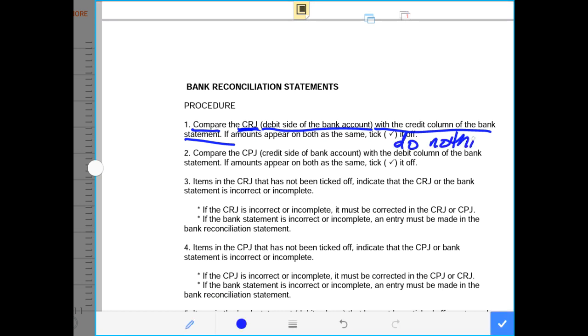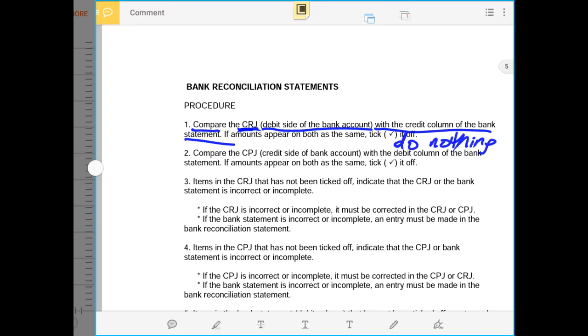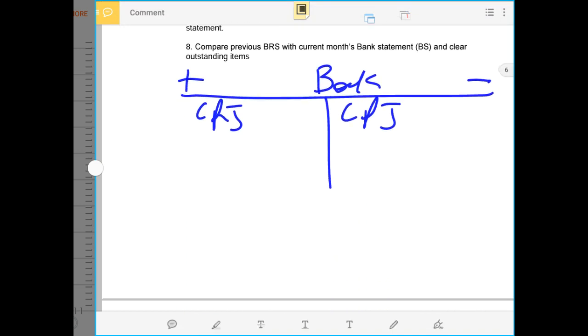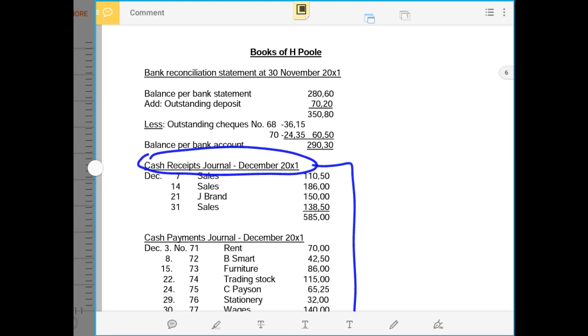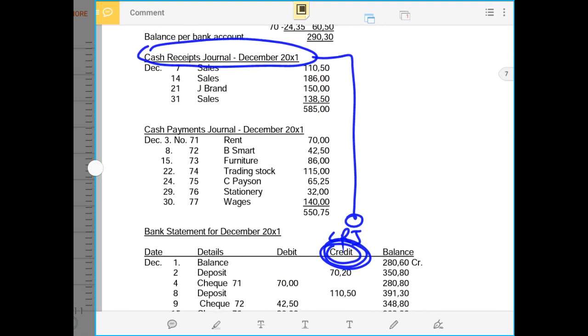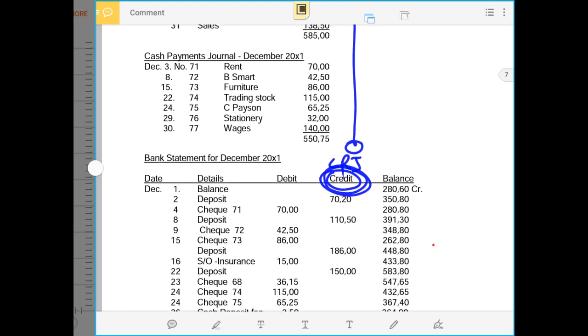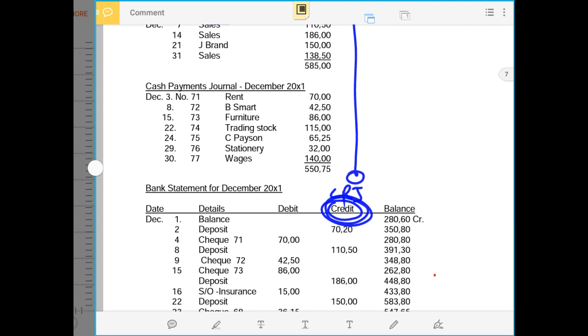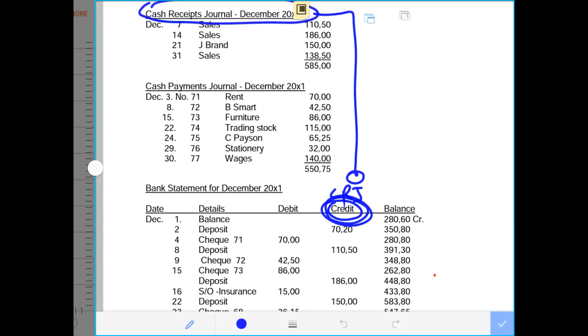And after that, we do nothing. That means the minute an amount appears both in the cash receipt journal and in the bank statement, we have to do nothing, because the amount was correctly recorded. I just want to show you one random amount. If you look at our cash receipt journal, we have 110 rand 50 cents, and there is also 110 rand 50 cents that appears on the credit side.